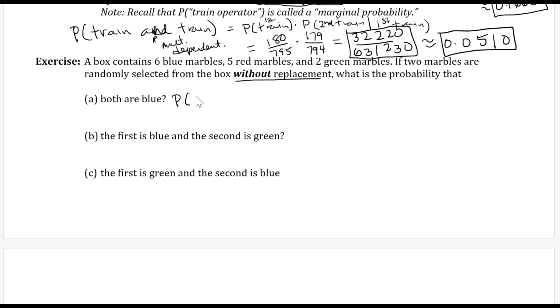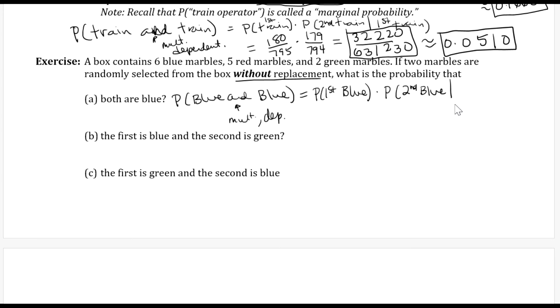It's the probability that we have blue and blue. So again, we have our and probability, so we're going to use the multiplication rule. And because we have that without replacement, we are dependent, so we have to utilize the general multiplication rule. We have the probability that the first is blue times the probability that the second is blue, given that we already chose one and that first marble was blue.